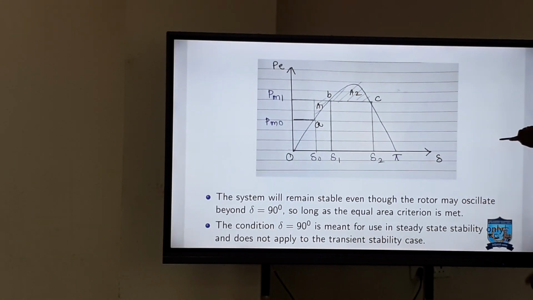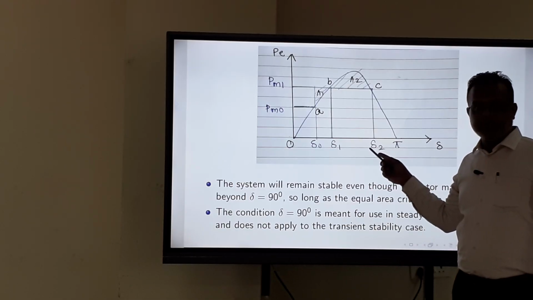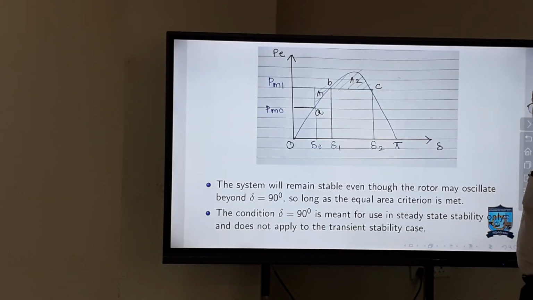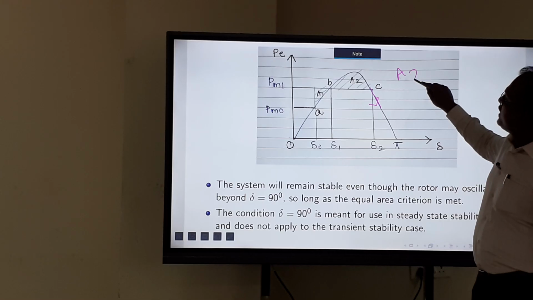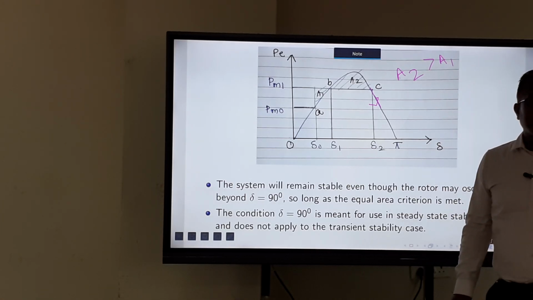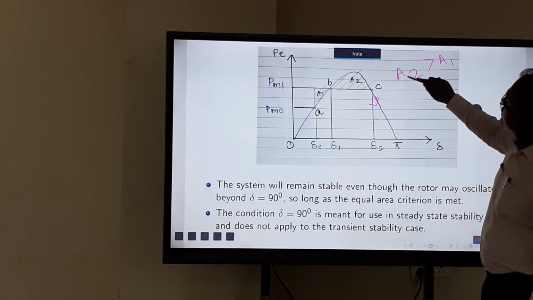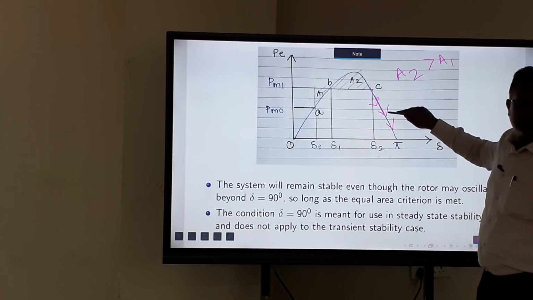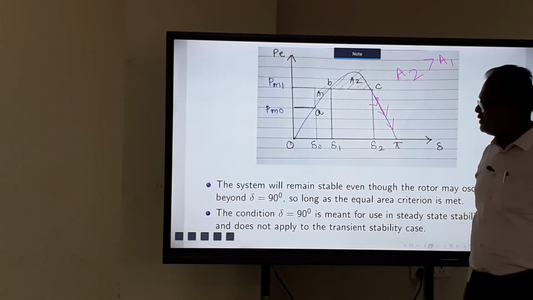So this is the limiting case, when delta 2 is delta max. Critical case. Beyond this, if the generator swings, A2 will always be less than A1. Or rather, A1 will be more than A2. So the generator will continue to increase in this direction. It can never come back to the other side. So that's the limiting case.